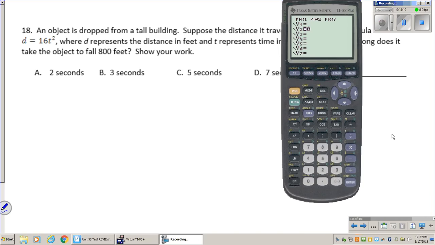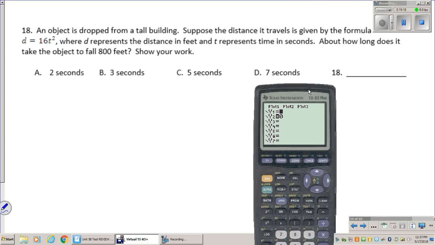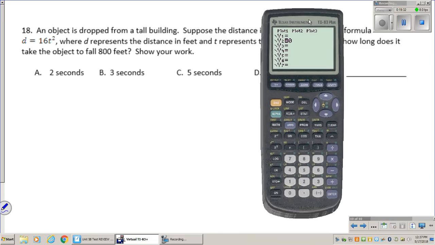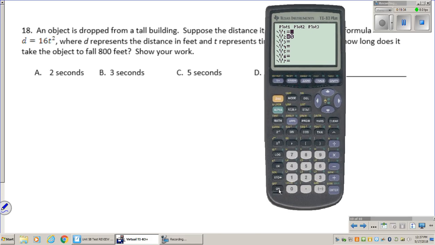Okay, let's take a look at number 18. It says an object is dropped from a tall building. Suppose the distance traveled is given by the formula d equals 16t squared, where d represents the distance in feet and t represents time in seconds. About how long does it take the object to fall 800 feet? Now it does say show your work, but I'm okay with you using your graphing calculator. So if you go to y equals, go ahead and type the equation 16x squared in at y1.